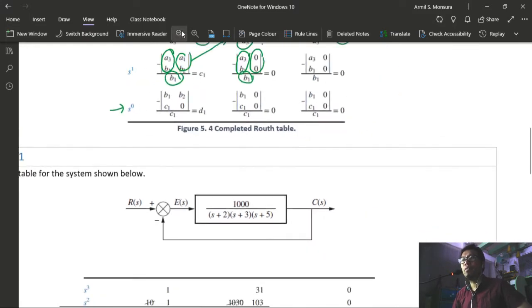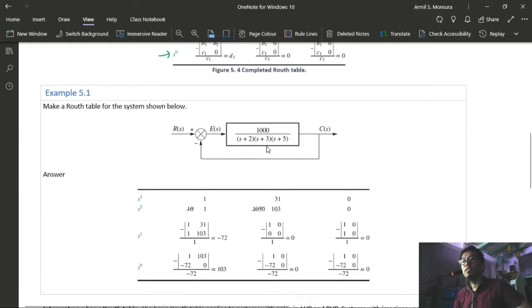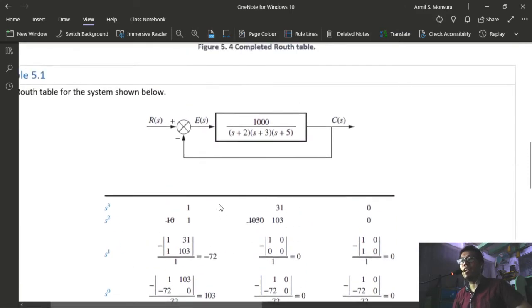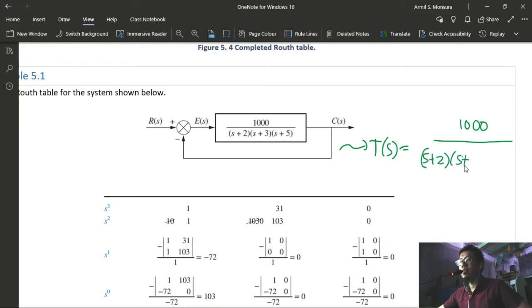So, let's have an example para dito sa ating system na to. Okay? So, first, i-express natin siya as a closed loop transfer function, which in this case should be T of s equals 1000 over (s plus 2)(s plus 3)(s plus 5) plus 1000. Ayan. Or kung i-expand natin ito, multiply natin siya dito, no?